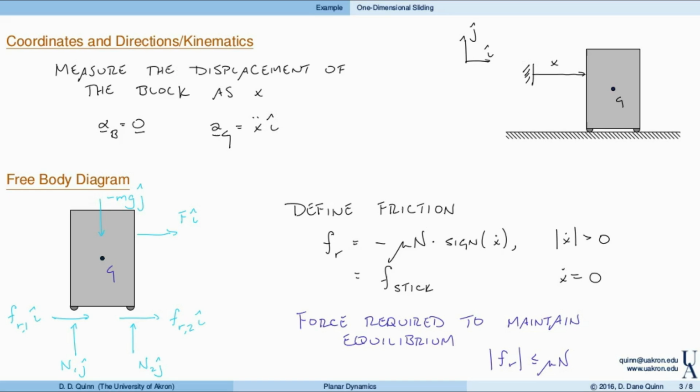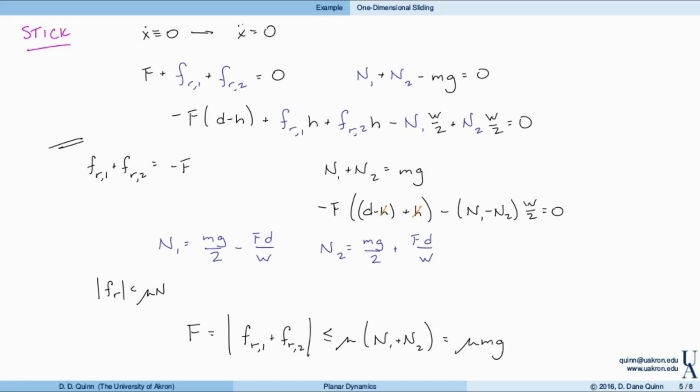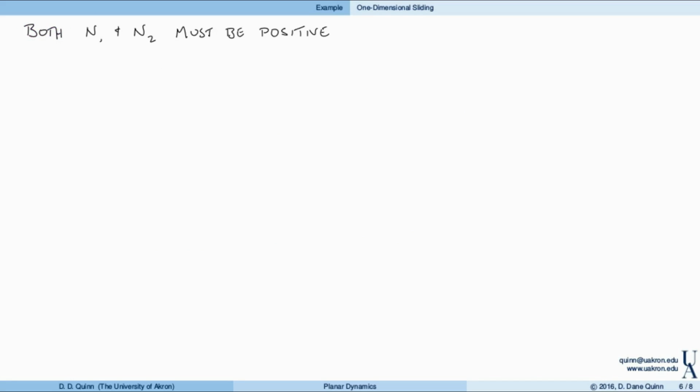Actually, let's go back and look at the free body diagram. So what that says is that this front load, N2, is always positive. There's no way the front can come off of the surface, provided the block is stuck and not moving. However, N1 is mg over 2 minus F times d divided by w. So it is certainly possible that this could become negative if F is large enough. So at the critical value for which the block begins to tip, let's identify that force as F star.